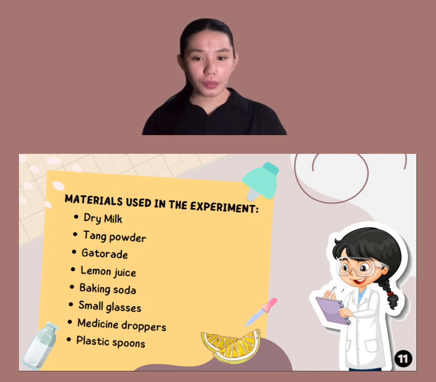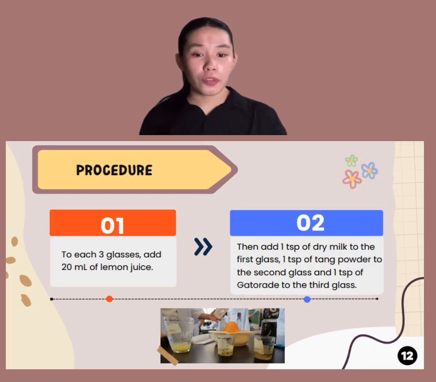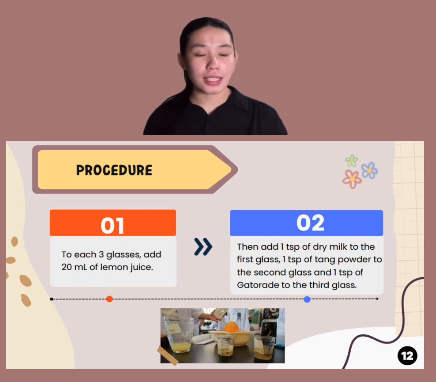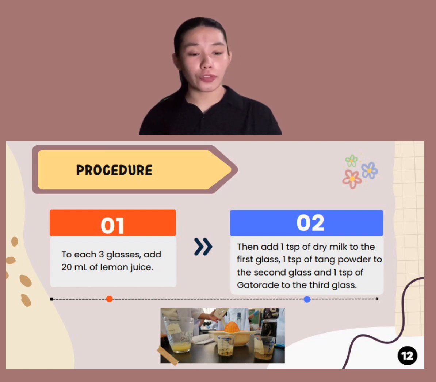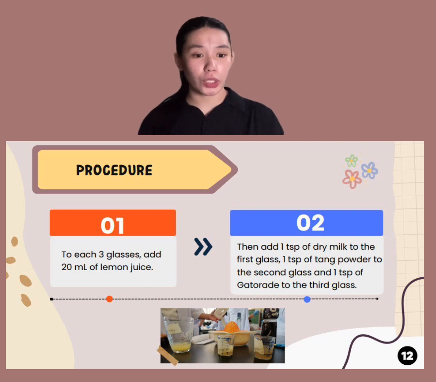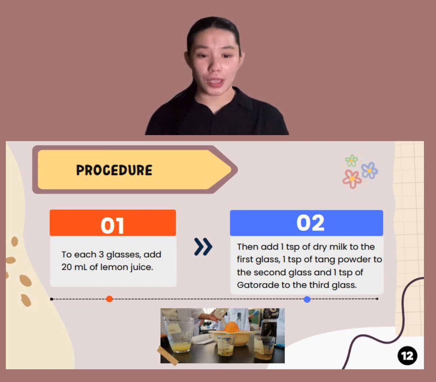Then, in the experiment, first we added 20 ml of lemon juice to each of the 3 glasses. Then we placed 1 teaspoon of dry milk in the first glass, then 1 teaspoon of Tang powder in the second glass, then 1 teaspoon of Gatorade in the third glass.